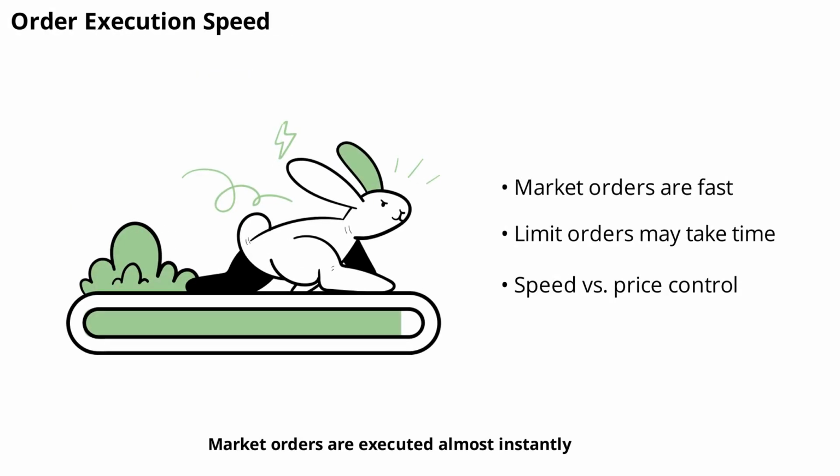Market orders are executed almost instantly, making them ideal for situations where speed is crucial. Limit orders may take longer to fill depending on market conditions and your specified price. Consider how quickly you need your trade to happen when choosing your order type.